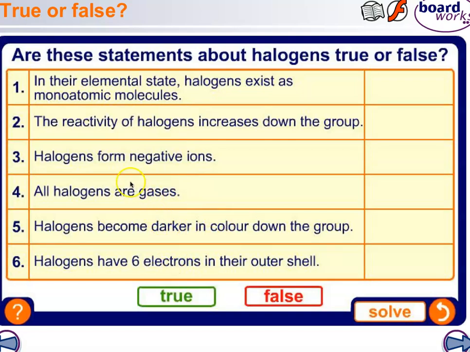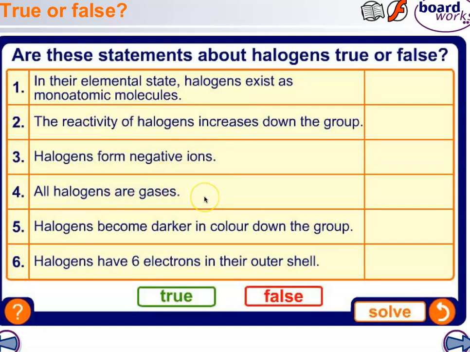All right, so let's look at them together. We've got number 1, in the elemental state, halogens exist as monoatomic. True or false? Of course, that is true. Question 2, the reactivity of halogens increases going down the group, true or false. That is false. 3. Halogens form negative ions, true or false. That is true.